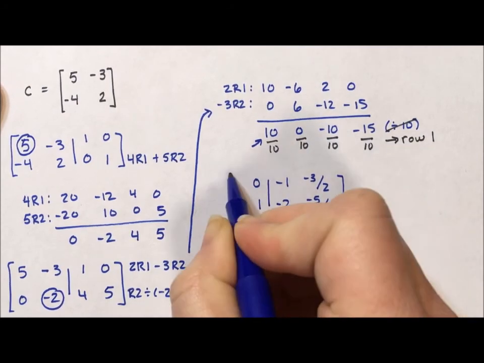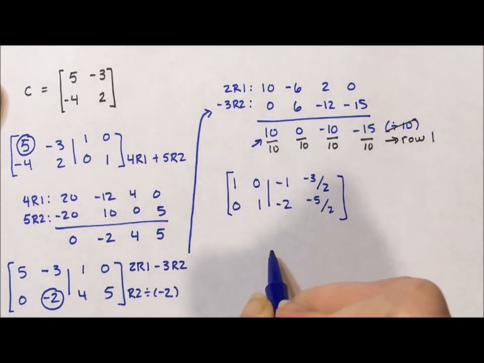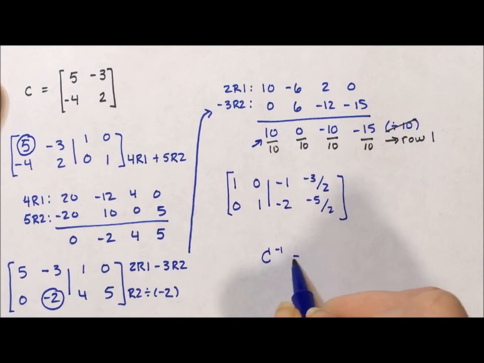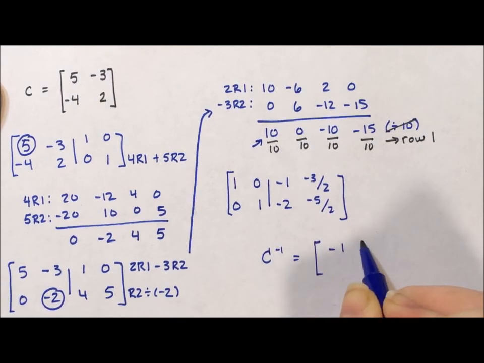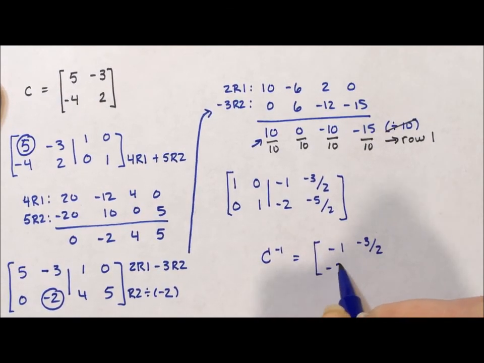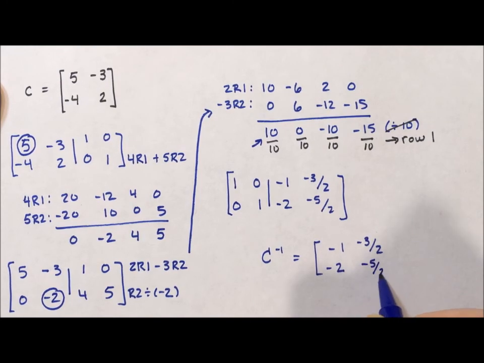And so now that we have an identity matrix over here, we can see the inverse to C is going to be negative 1, negative 3 halves, negative 2, negative 5 halves.